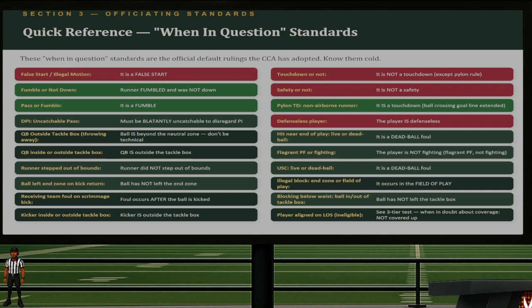Scrimmage kick formation numbering exception: when in question, it is not a scrimmage kick formation. Touchdown or not: it is not a touchdown. Exception, non-airborne runner near the pylon with ball crossing the goal line extended: it is a touchdown. Safety or not: it is not a safety. Defenseless player: the player is defenseless. Hit away from the ball near the end of the play: it is a dead ball foul. Flagrant personal foul or fighting: the player is not fighting. It is a flagrant personal foul. Unsportsmanlike conduct, live ball or dead ball: it is a dead ball foul.